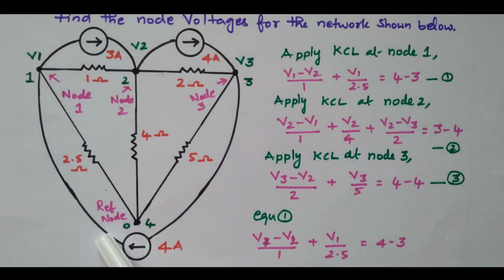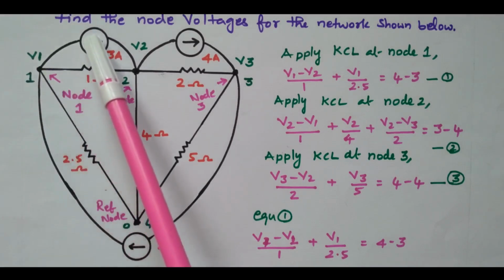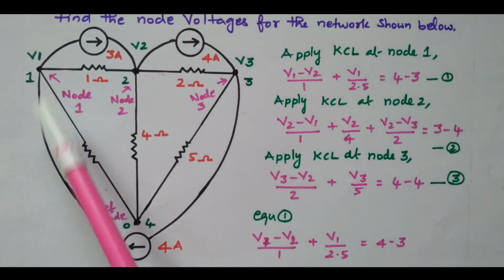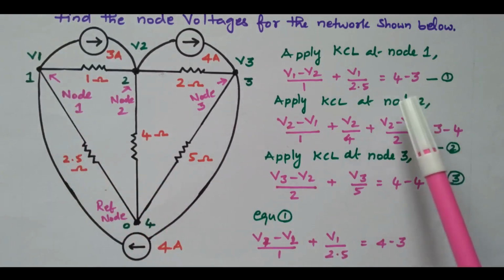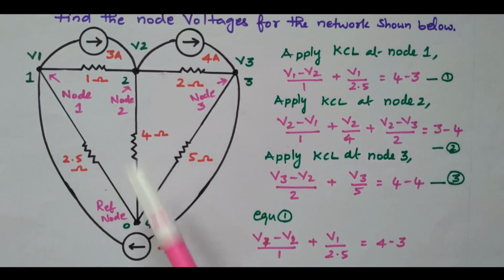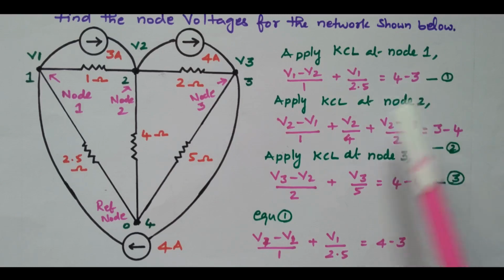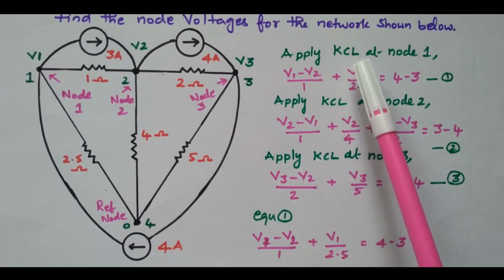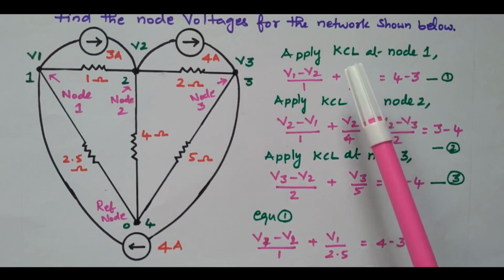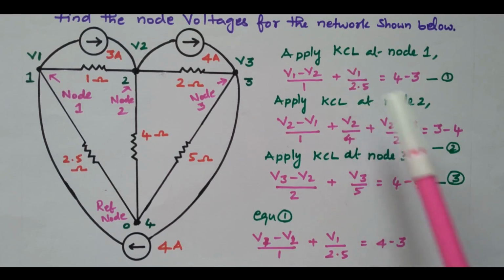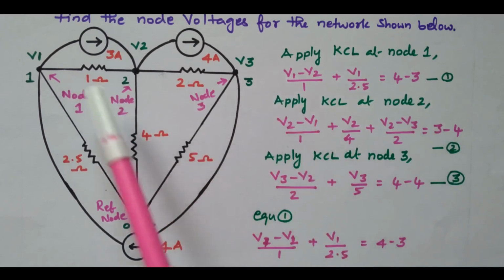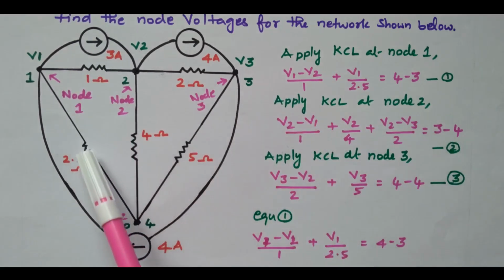This 4 ampere is coming towards node 1, and this 3 ampere is going away from node 1. So this is the incoming current and this is the outgoing current. So 4 minus 3: the 4 is plus 4, but the 3 is minus 3 because it is going away, so we subtract this current. Kirchhoff's current law is nothing but the current at a junction is 0, or incoming current is equal to outgoing current. So we need to find the current flowing through the 1 ohm resistor and the 2.5 ohm resistor, and the current due to the current sources.